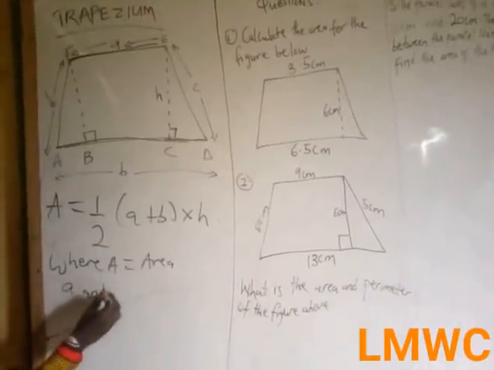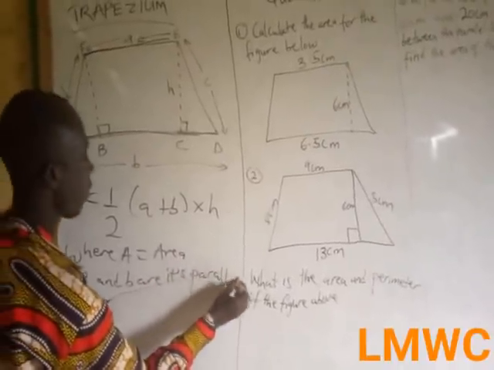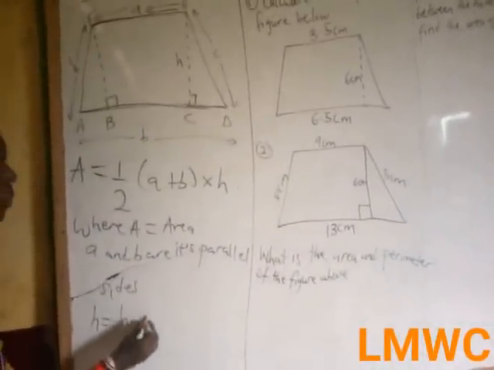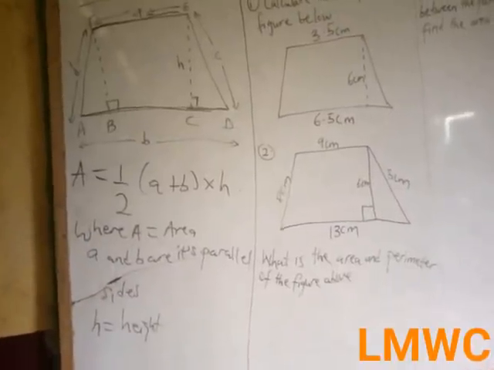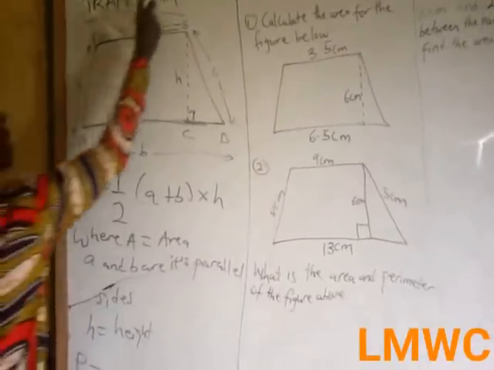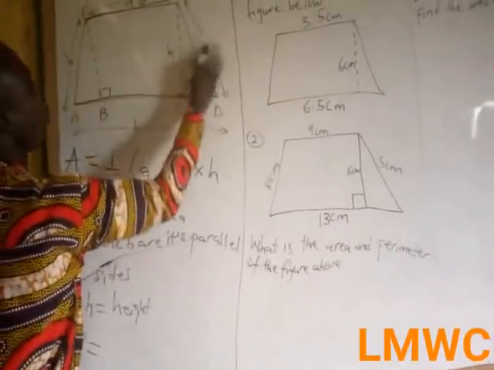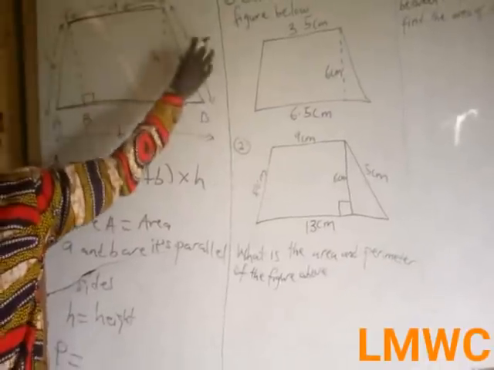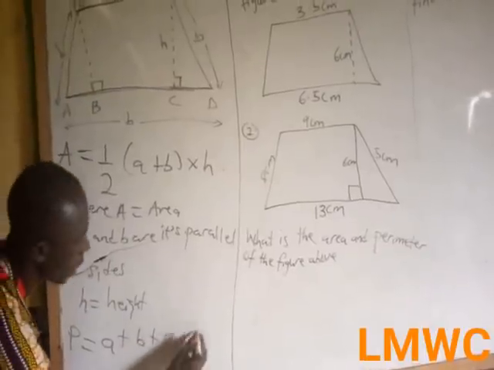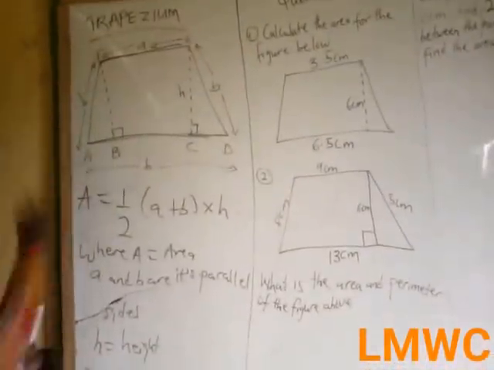A and B are its parallel sides, and H is height. So the formula is half into brackets A plus B times H. You should also know the perimeter, and the perimeter is the summation of the sides. We have A. Sorry, this portion is B. A, B, C, and D. So it becomes A plus B plus C plus D. That's the formula for the perimeter of a trapezium. You just add the sides up.